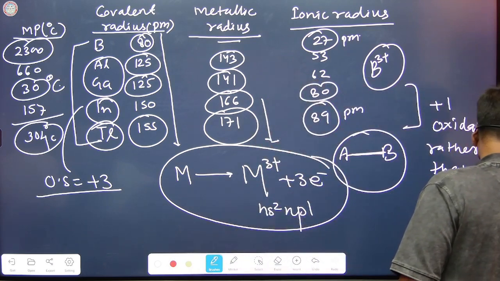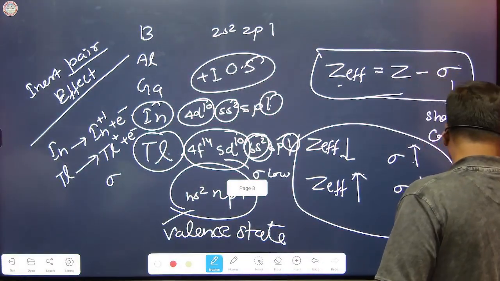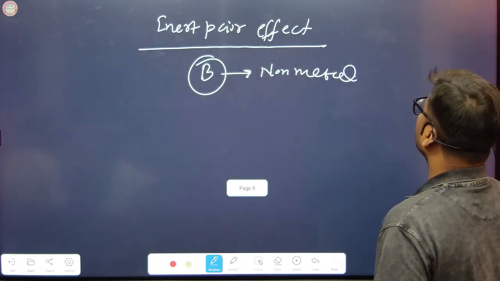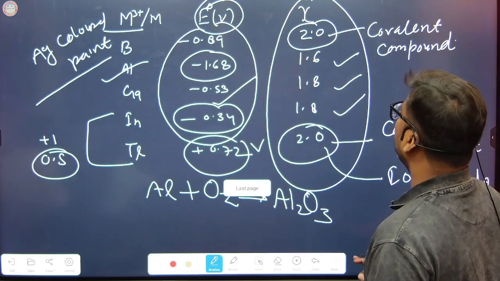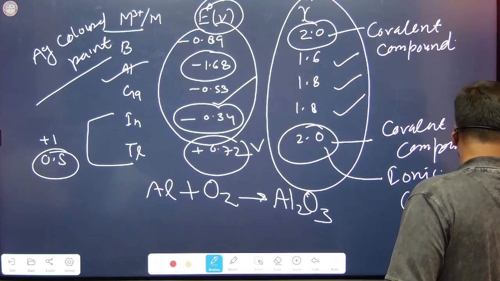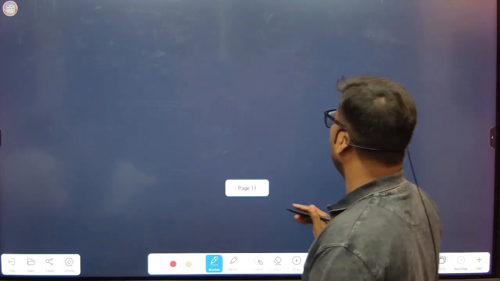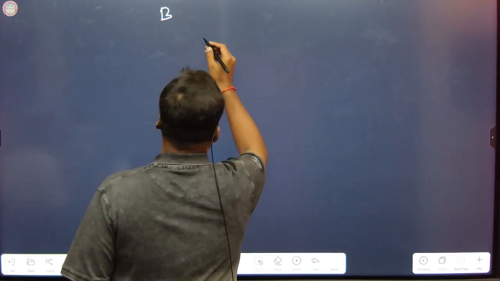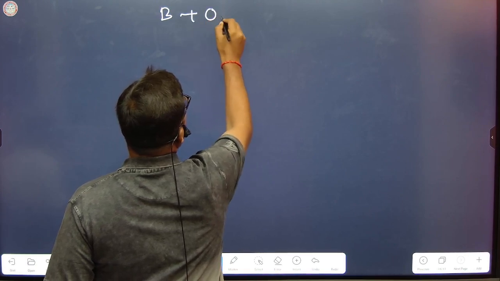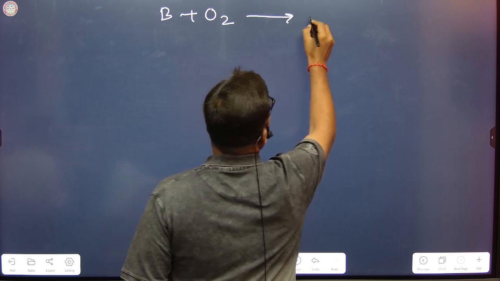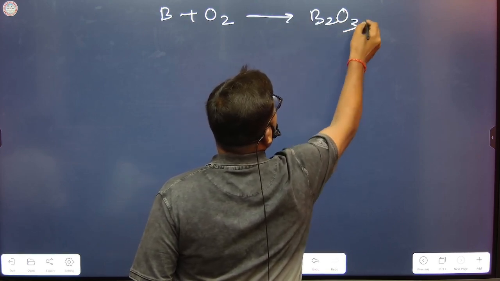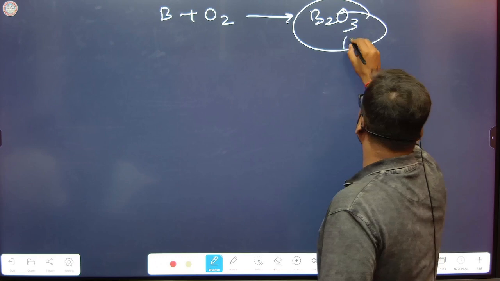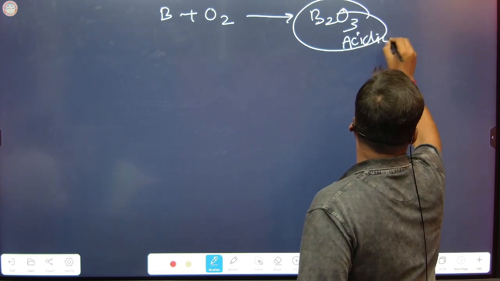Now in case of compounds, that is boron. Boron has high reactivity. It reacts with oxygen at room temperature. It forms B2O3, that is boron trioxide, which is acidic in nature.